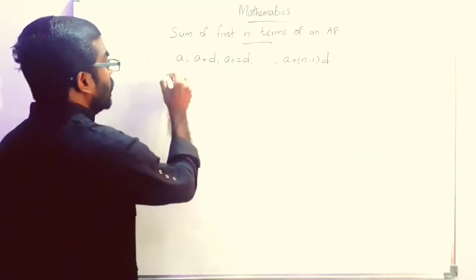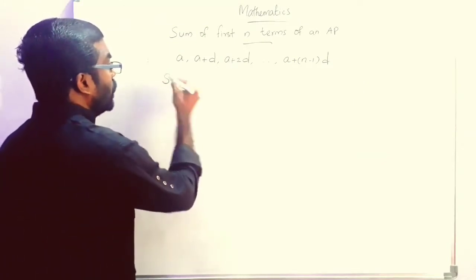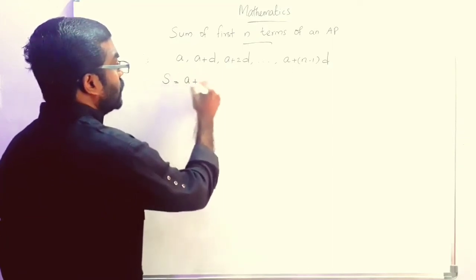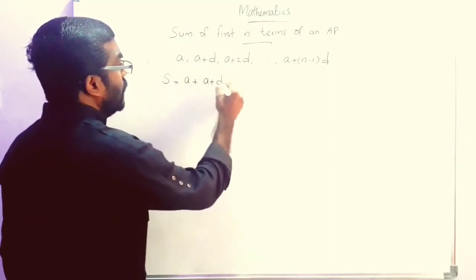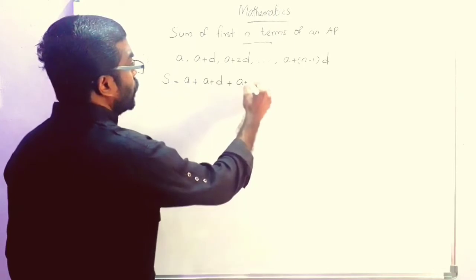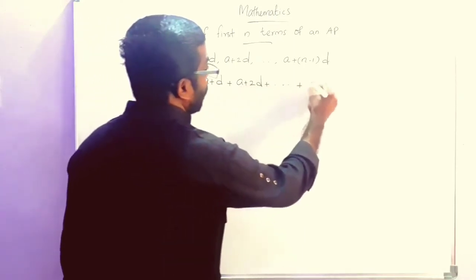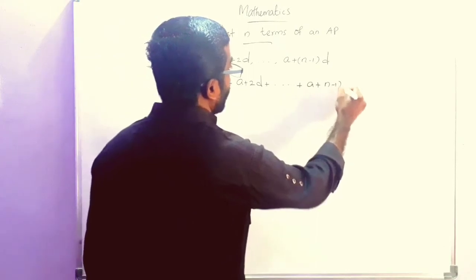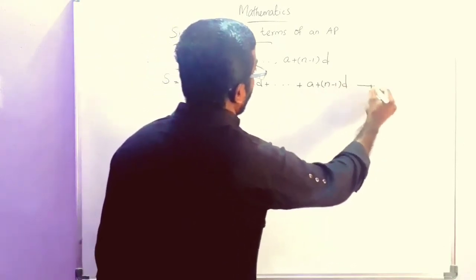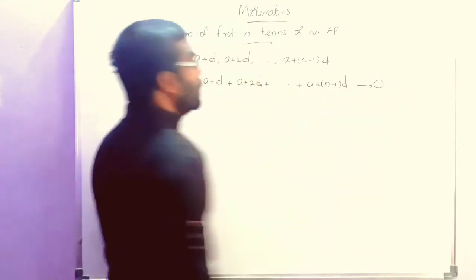Okay, that we can write S is equal to A plus D plus A plus 2D plus etc., A plus n minus 1 into D. This we can take as equation number 1.